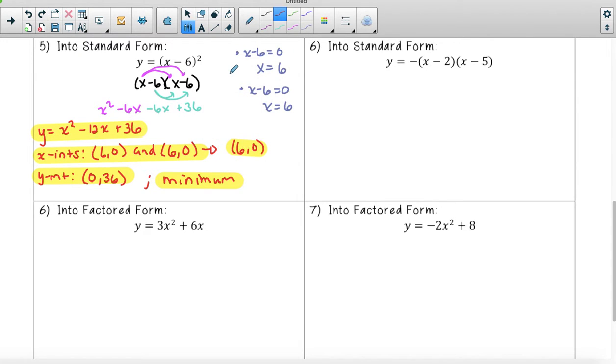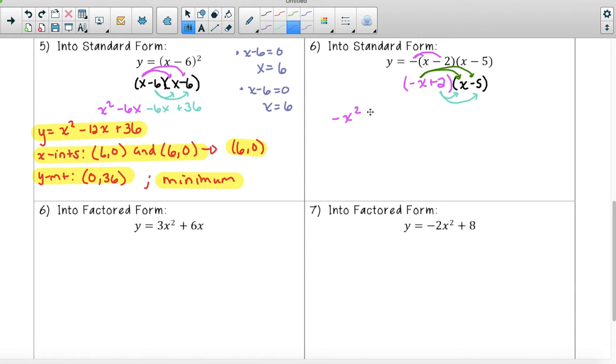For question 6, we're going to rewrite this into standard form. So we can multiply the beginning value into the first set of parentheses. So we'll have parentheses negative x plus 2, because a negative times x is negative x, negative times negative 2 is positive 2, and we still have the x minus 5. Now we're going to distribute our first set of parentheses into our second set. So negative x times x and negative x times negative 5, and we'll multiply the 2 times x and 2 times negative 5. Negative x times x is negative x squared.